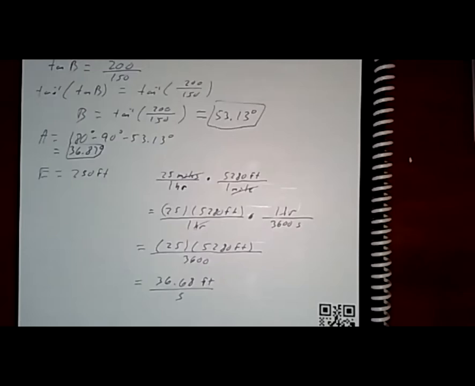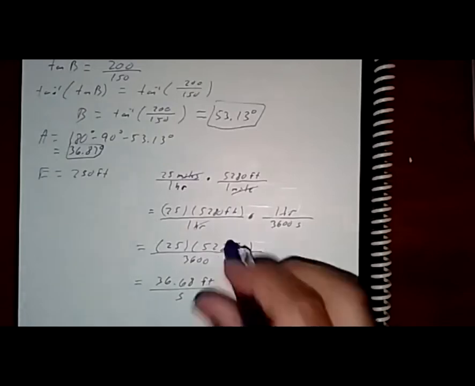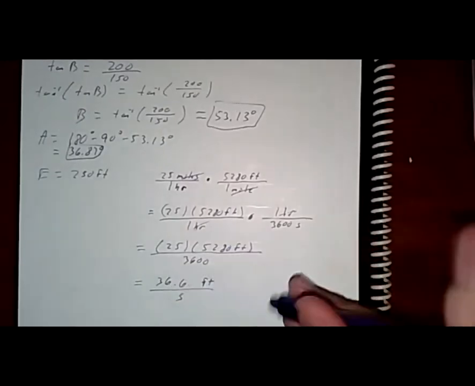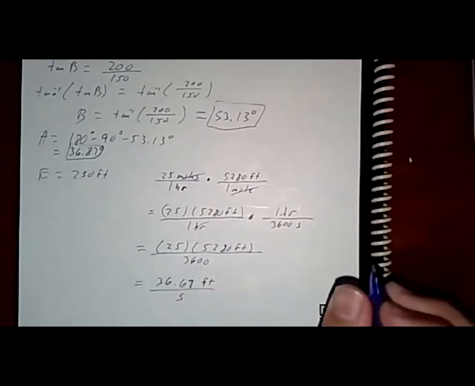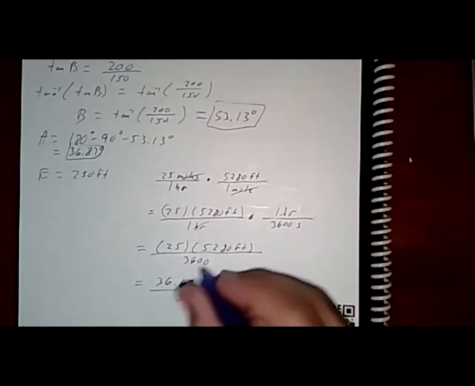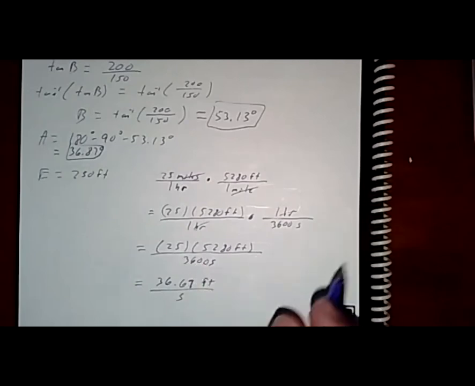25, 5,280. Make sure I wrote down everything. Oops, I messed that up. That's 5,280 there, divided by 3,600. Yeah, it should be 6.7. You're right, Joseph. Okay. So we got the conversion we need.